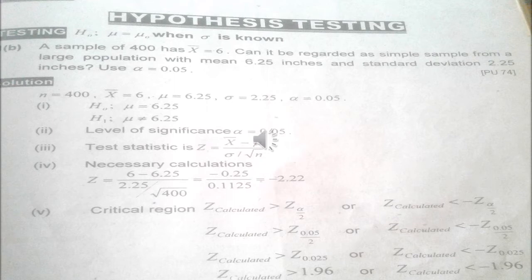The critical region is that if the calculated value is greater than the Z table value, we reject H naught, which is plus minus 1.96, and our calculated value is greater than the tabulated value. So it means that we have to reject H naught.